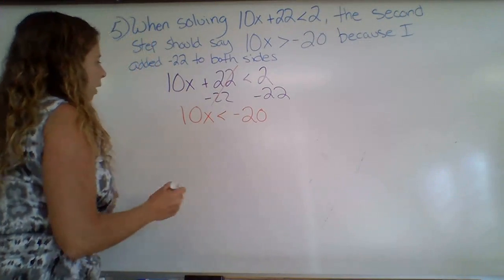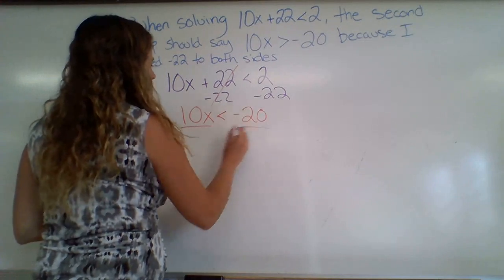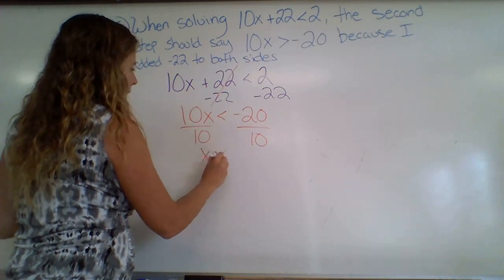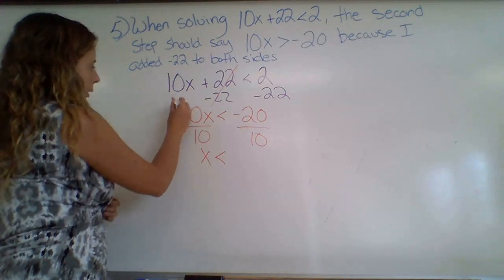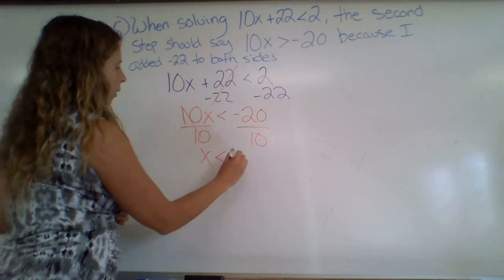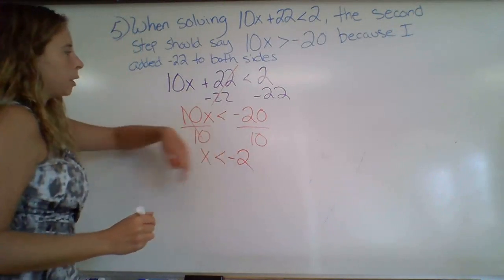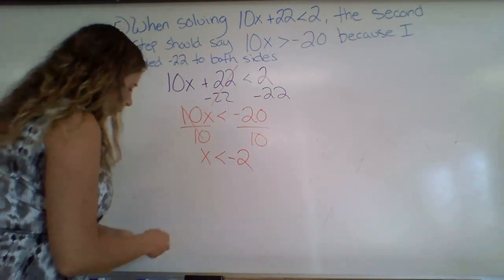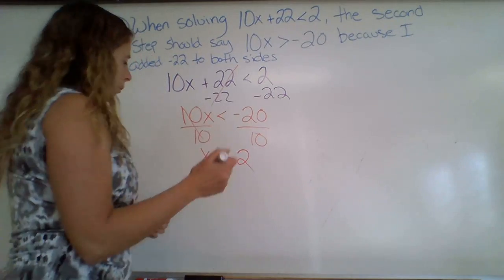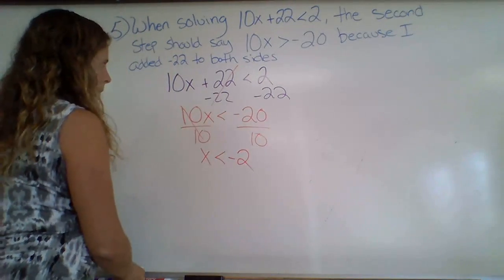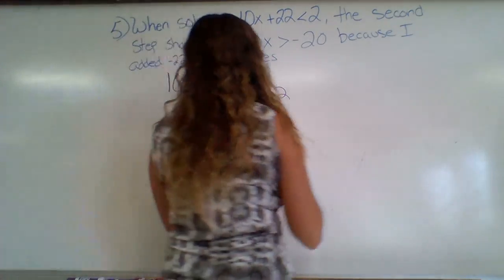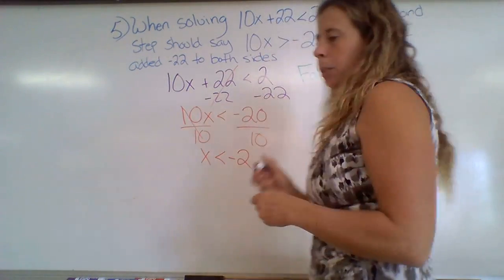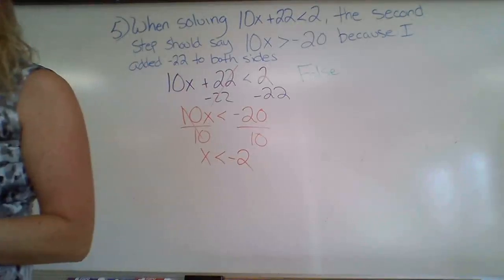And then if you were to finish solving for x, just because we're doing it, you divide by 10. X is less than, those cancel out. Negative 20 divided by 10 is negative 2. So that would be your answer, but you don't need to finish solving it. You just need to say false, and then explain why in your own words.